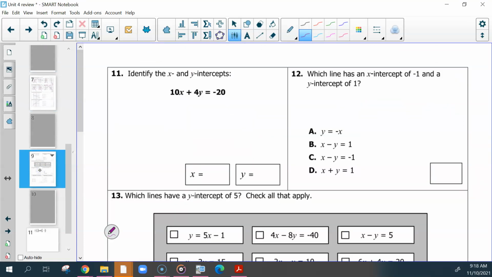We're going to do 12 and we're going to do 13. 12 is asking which of these have an x-intercept of negative 1. Notice that does not say y-intercept. It says x-intercept. And then it says y-intercept of 1. So that means you would either need to solve each of these to find your x and y-intercept, or use your calculator and Desmos to figure out which one works. I'm going to use Desmos because that would take less time.